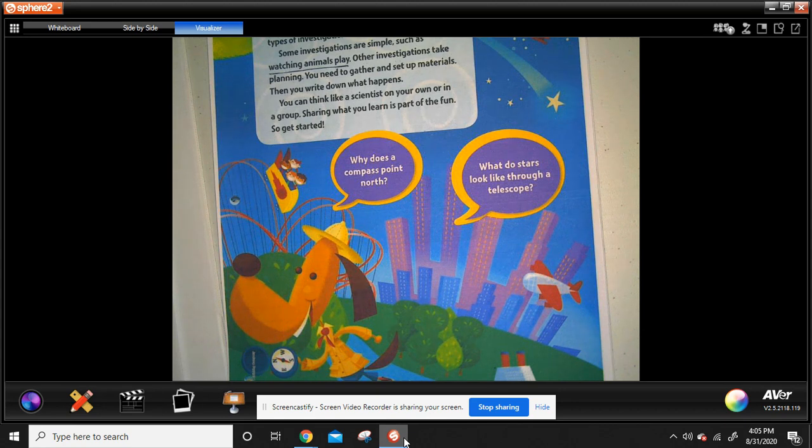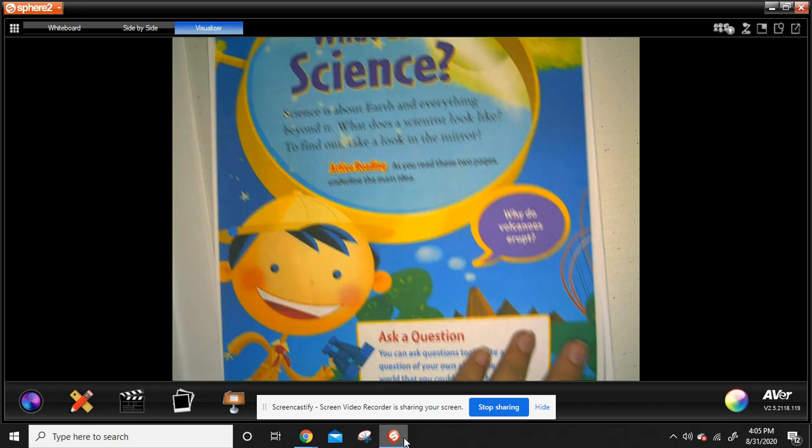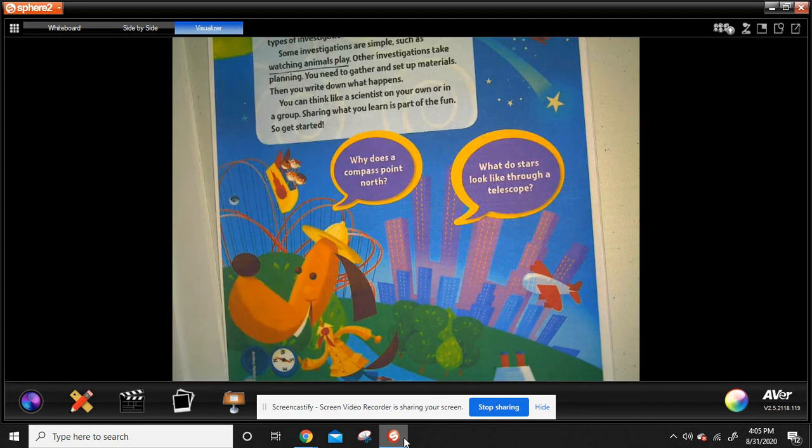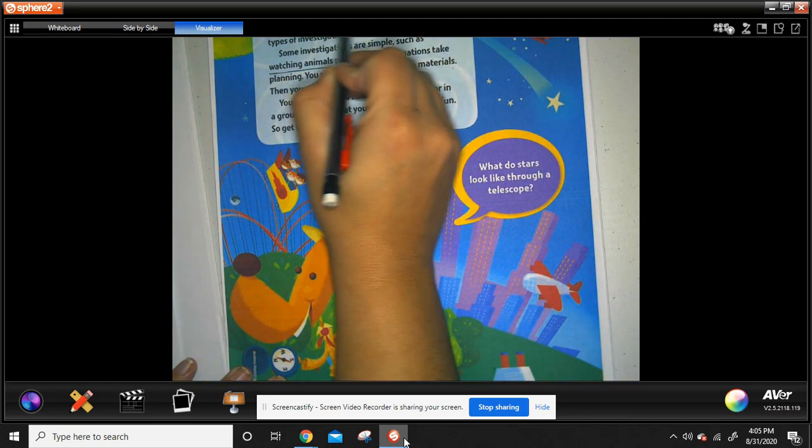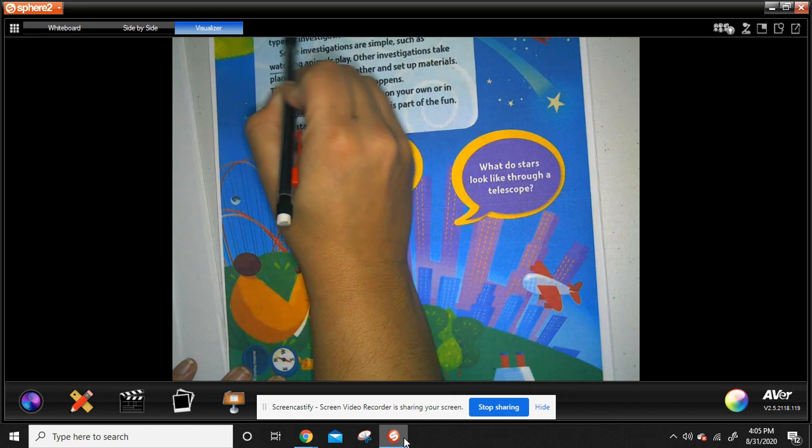In this case, well, what is the main idea of what we just learned from pages 4 and 5? What is science, right? Well, science is a way of looking at the world and thinking about it. So I would say science is a way of looking at the world and thinking about it.